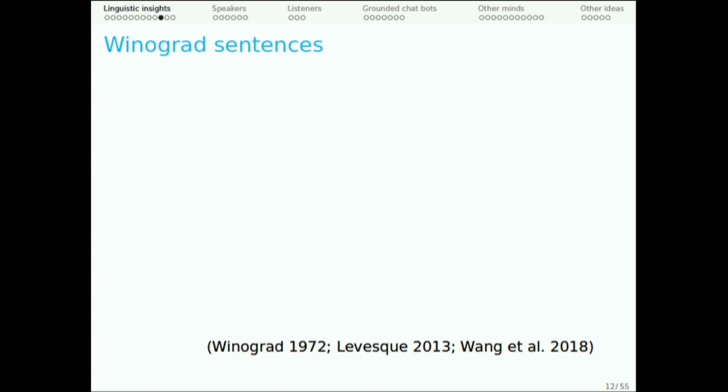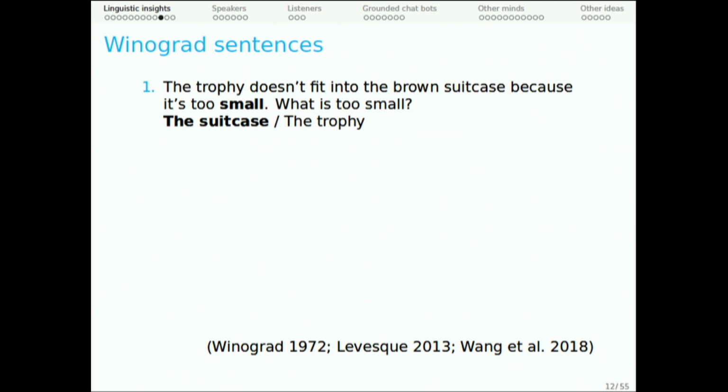And then there's another contribution that Terry Winograd made early on that I think still influences how people think about NLU. And these are these sentences called Winograd sentences or schema sometimes. Here's one. The trophy doesn't fit into the brown suitcase because it's too small. What is too small? And you're able to figure out that that means the suitcase.